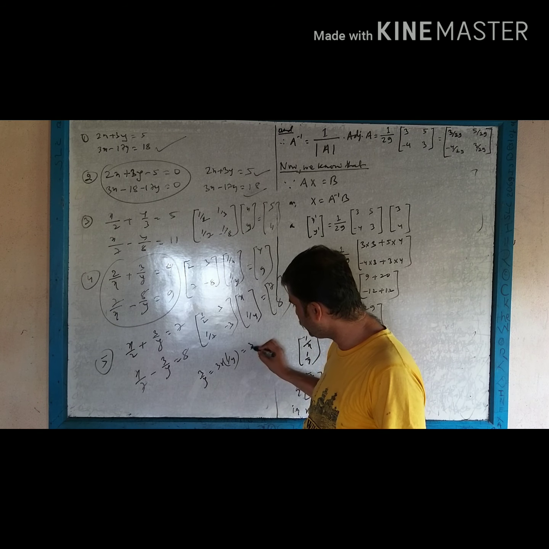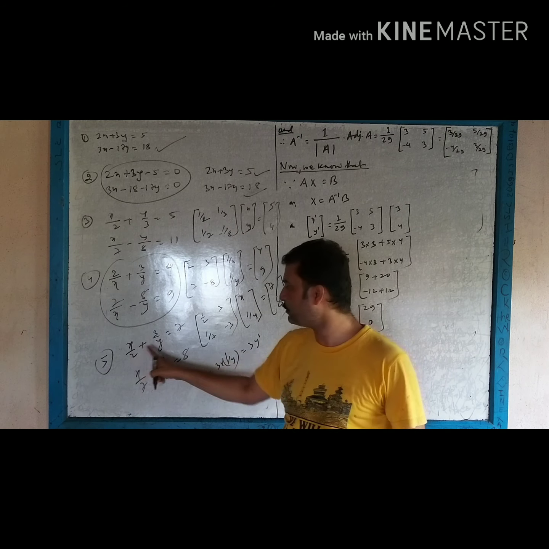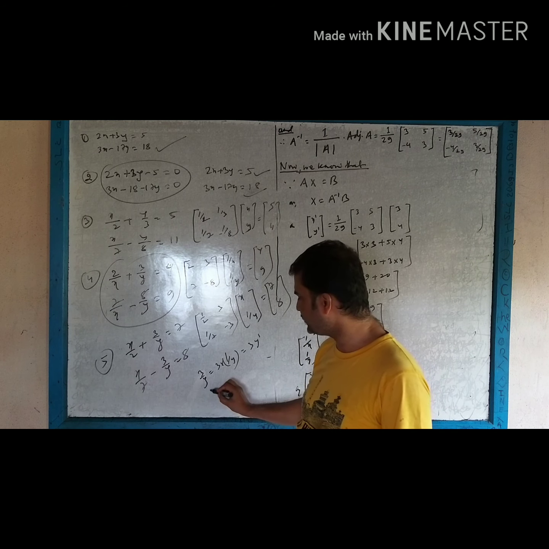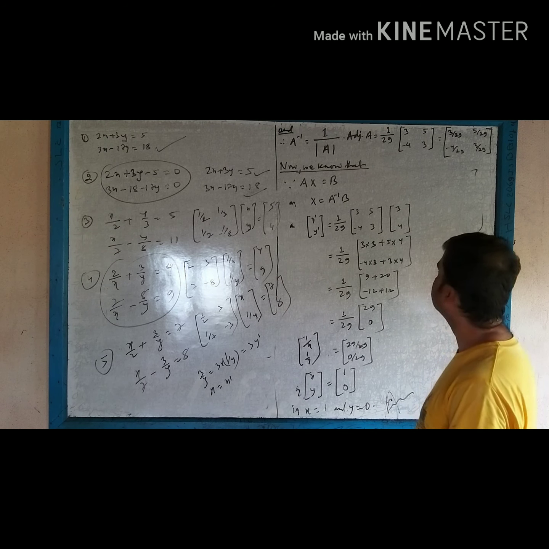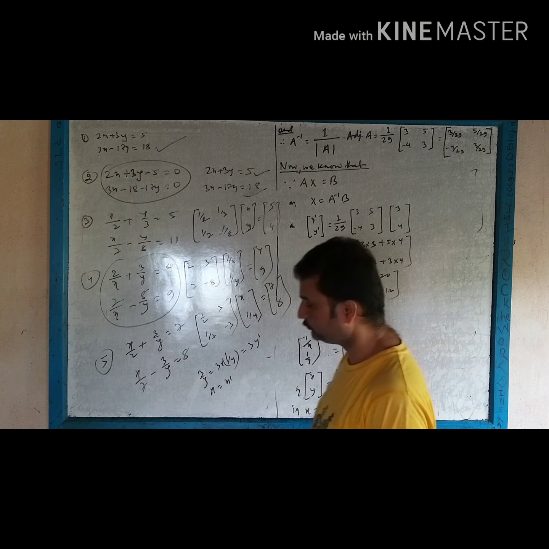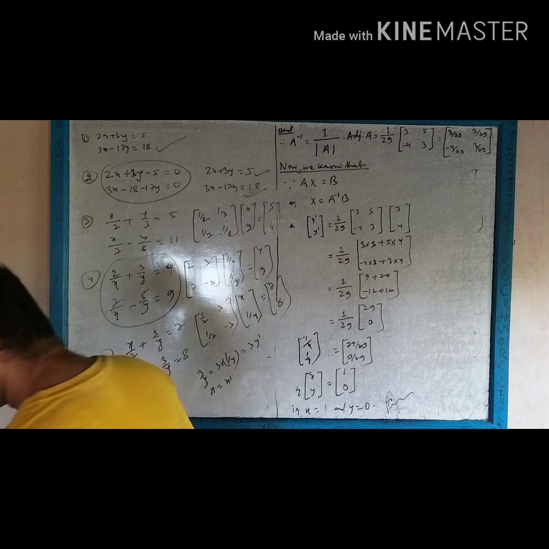And suppose this 1 by y as y dash. So this will be x plus y dash. X also you suppose x dash. Let x be equal to x dash. So finally, this equation will be converted into which form? This equation will be converted into this form.